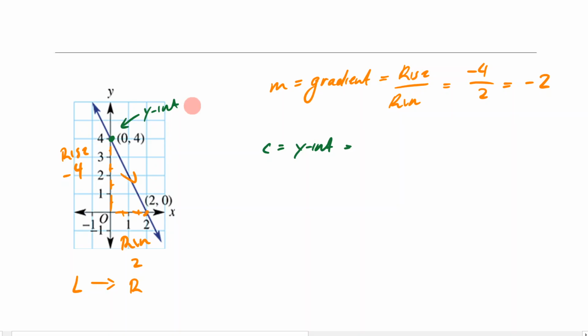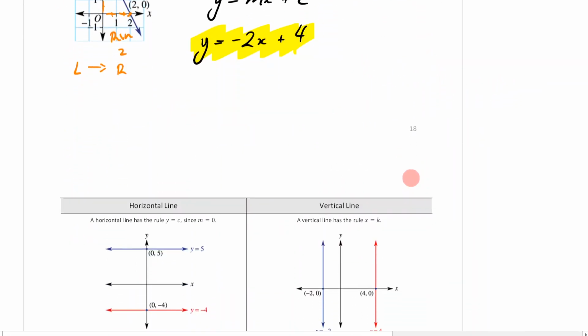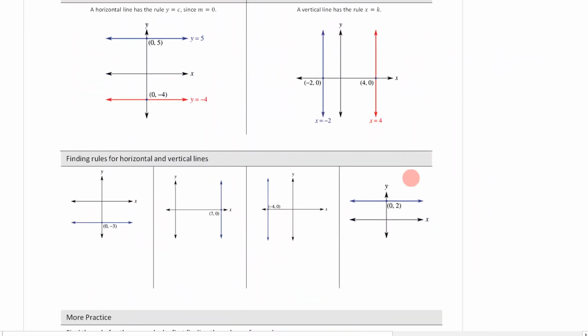So that's going to be 4. Now, we remember, we've got y is equal to mx plus c. My m value is -2. My c value is 4. And that's how we do it. That's my answer. So just be careful with how you're approaching these questions and work through them methodically. We've got a bit more to go here.